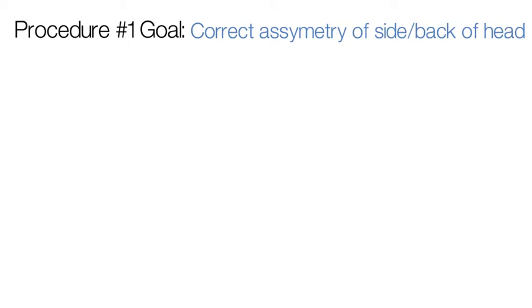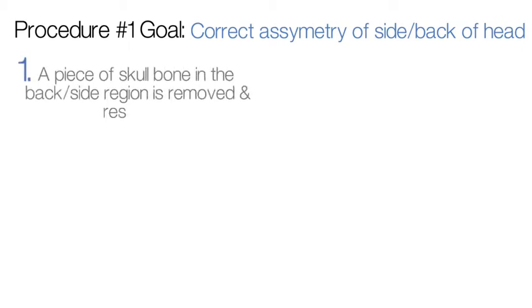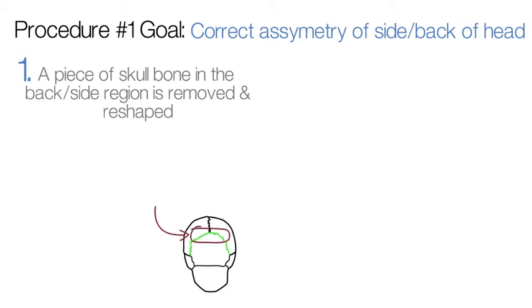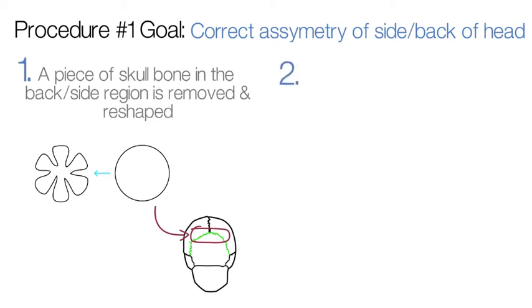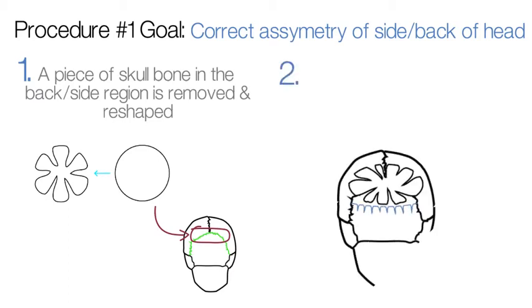This first example of a procedure used to correct the abnormalities from lambdoid synostosis is aimed at correcting the asymmetry of the side and back of the head. First, a piece of the skull bone in the back and side region is removed and reshaped by making small incisions into the bone, like the spokes of a bicycle tire. This allows for reshaping and smoothing of the head as it grows.